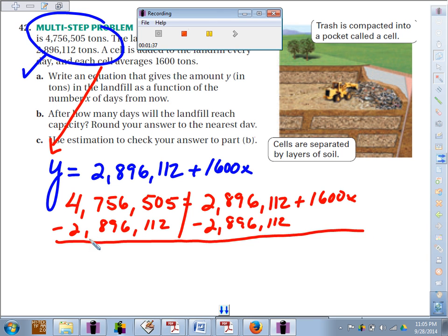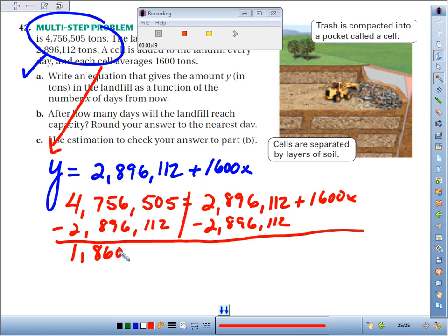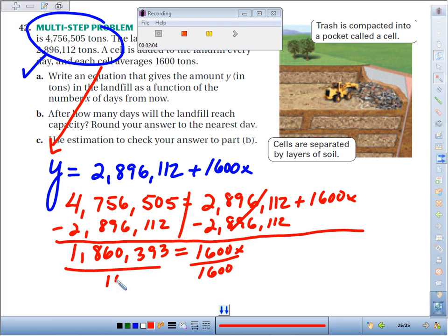And when we subtract that, we get 1,860,393. Of course, it's going to cancel here, and we're left with 1,600x. So our last step, the inverse operation of the times 1,600, is to divide by 1,600. And when we do that, we find x, the number of days until the landfill is filled up.